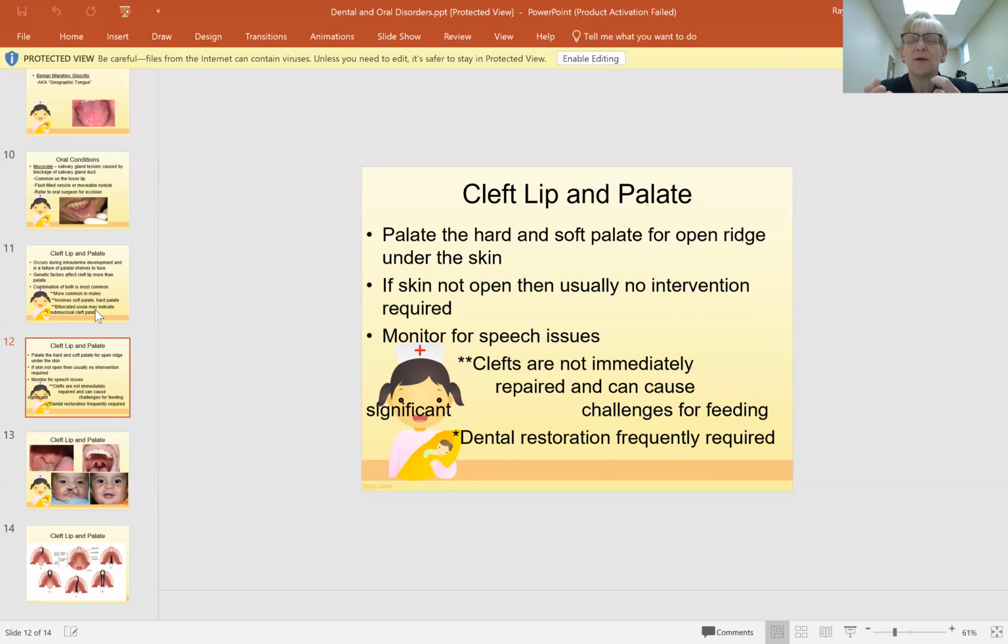But significant support of the frustrated parent is needed. They're worried about their child. This is not the beautiful baby that they were supposed to have. They've got this opening in their lip. Feeding is a chore. They choke frequently. They're scared to death. And they're not going to fix it for a while. So these parents need a lot of reassurance.